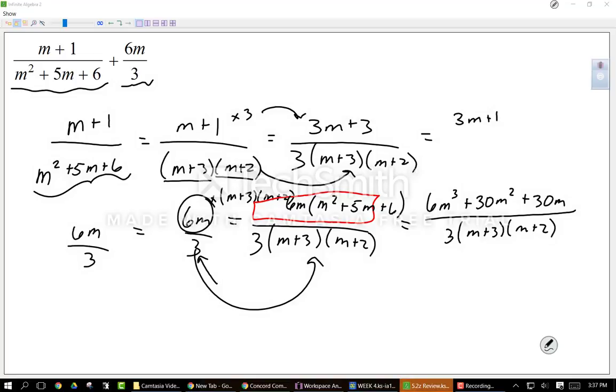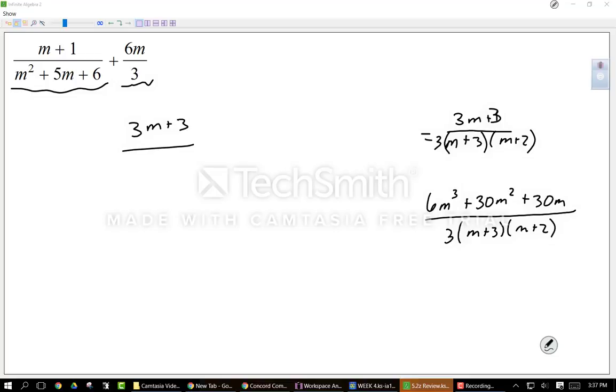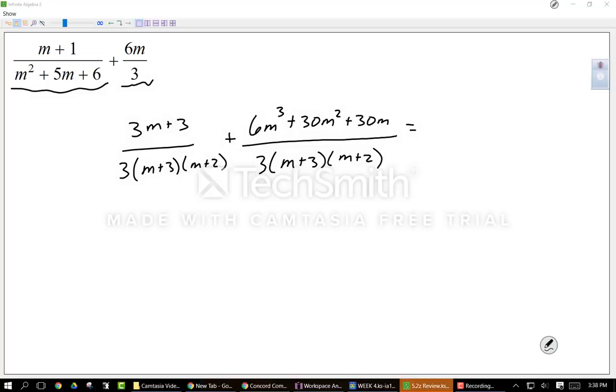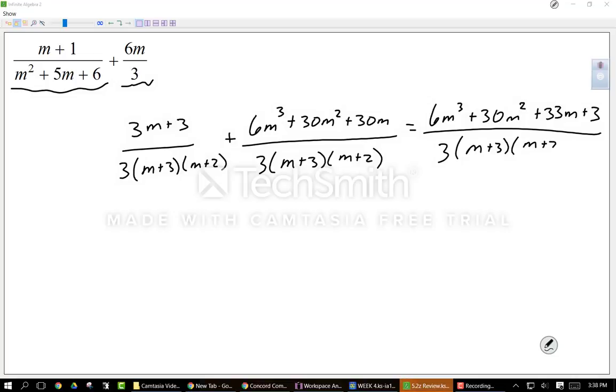And this is 3m plus 1, plus 3 over m plus 3 and then m plus 2 into 3 out front. So now let's add those together. So I get 3m plus 3 over 3 times m plus 3, m plus 2 plus the 6m to the 3 plus 30m squared plus 30m over that same denominator. So now let's add. I get 6m to the 3 plus 30m squared plus 33m plus 3 over 3 times m plus 3 m plus 2.